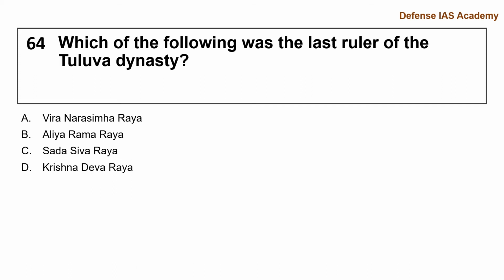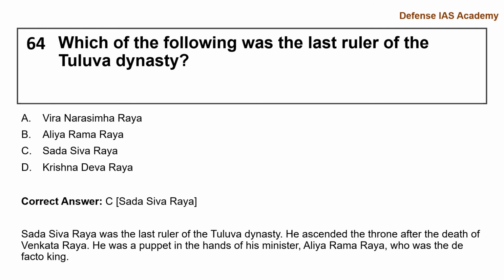Question 64. Which of the following was the last ruler of Tuluva dynasty? The correct answer is option C, Sada Siva Raya. Sada Siva Raya was the last ruler of the Tuluva dynasty. He ascended the throne after the death of Venkata Raya. He was a puppet in the hands of his minister Aliya Rama Raya, who was the de facto king.